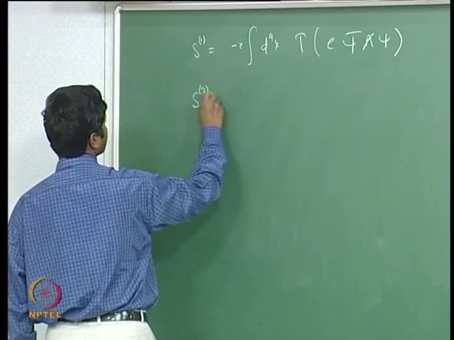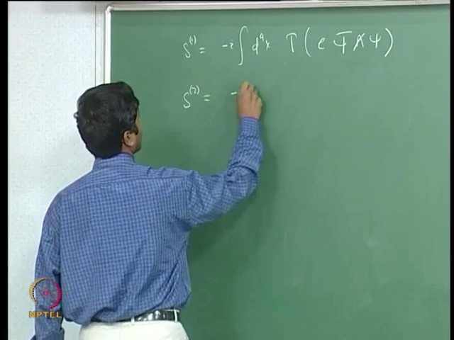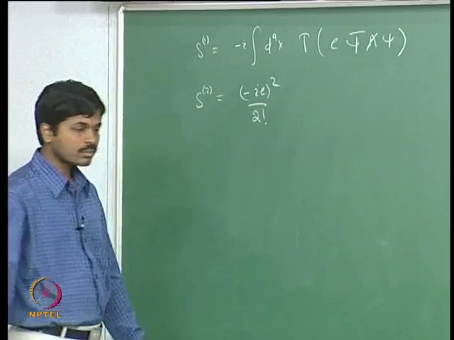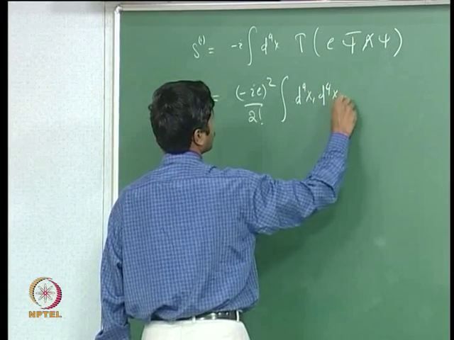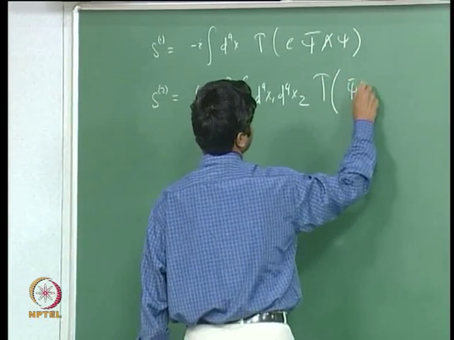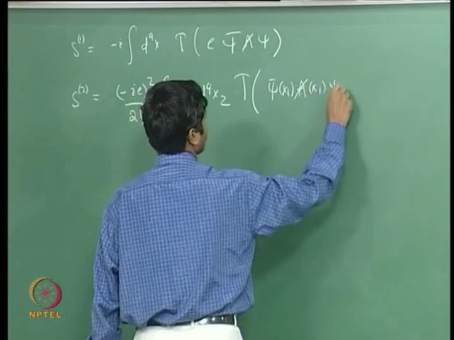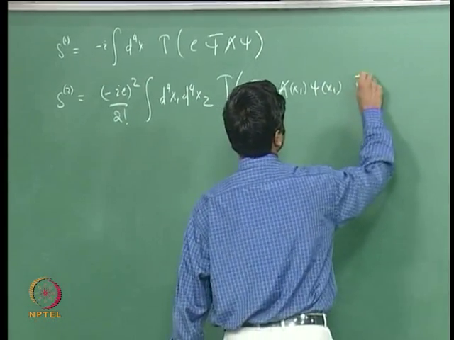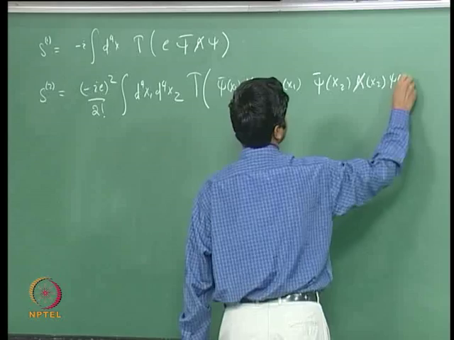So, S2 is given by minus i E squared divided by 2 factorial, integration d4x1 d4x2 and the time ordered product of psi bar of x1 A slash x1 psi of x1, and then psi bar x2 A slash x2 psi of x2.